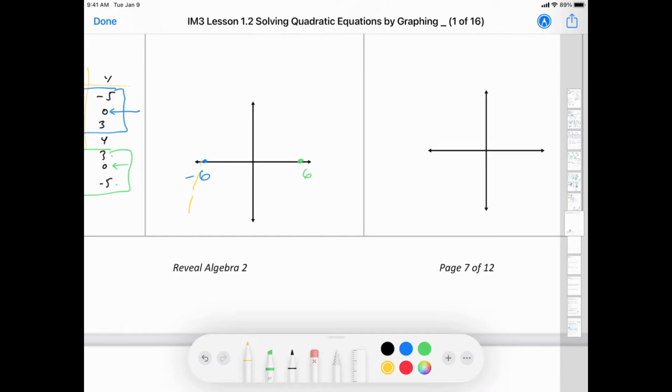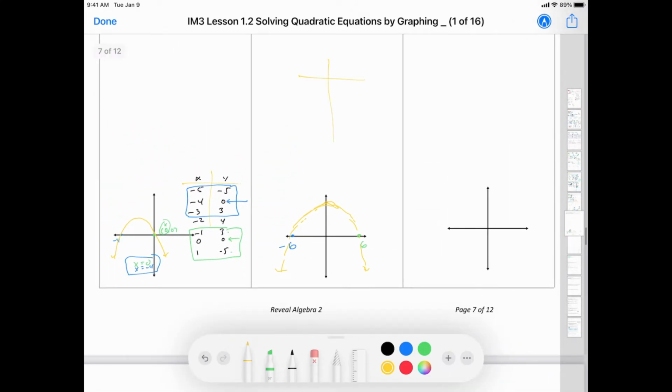And remember the C value in this case, this one actually goes directly through that. And let's create our table of values here. If you did -7, 49 minus, that would be -13.